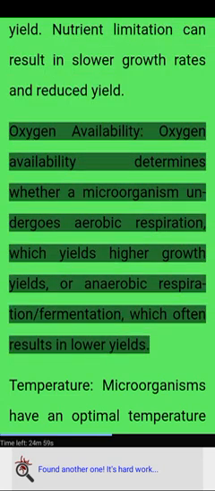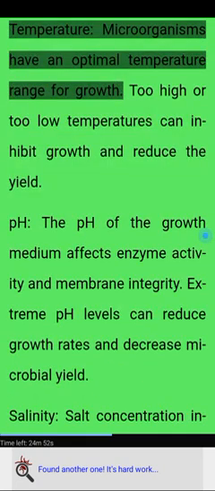Oxygen availability. Oxygen availability determines whether a microorganism undergoes aerobic respiration, which yields higher growth yields, or anaerobic respiration or fermentation, which often results in lower yields. Temperature. Microorganisms have an optimal temperature range for growth.